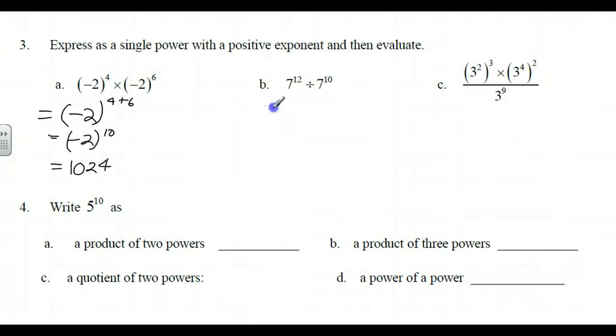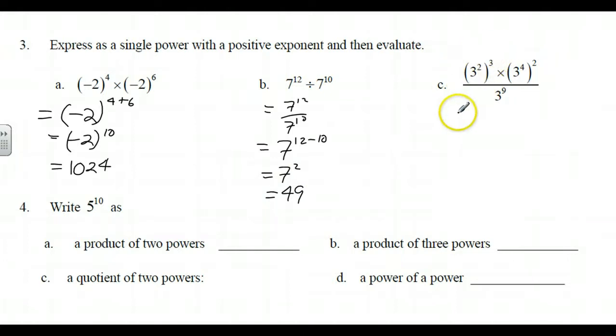7 to the 12th divided by 7 to the 10th, right? So that's 7 to the 12th over 7 to the 10th. You don't have to write this. We just have to recognize that this is 7 to the 12 minus 10, which is 7 squared, which is 49.